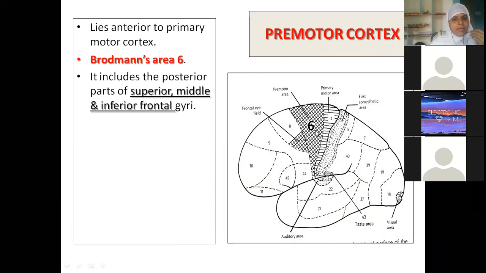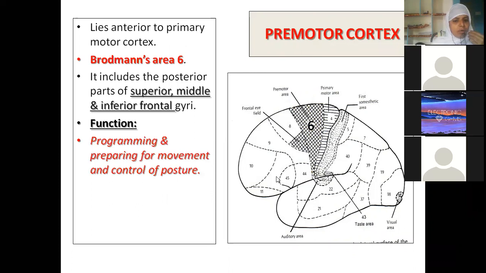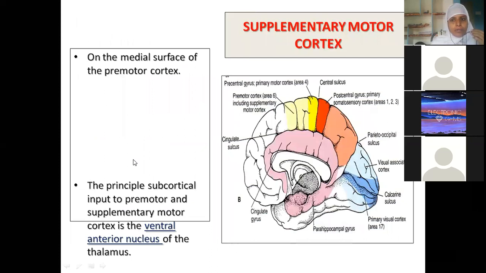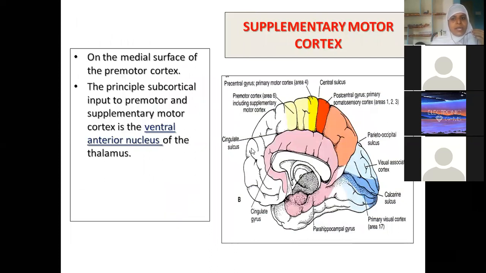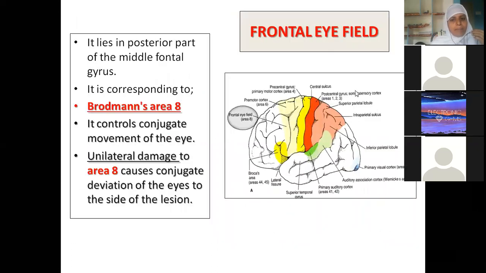Area number 6 includes the posterior part of the superior, middle, and inferior frontal gyri. The function is programming and preparing for movement and control of posture. It receives its afferent impulses from the thalamus. Which nucleus? The ventral anterior nucleus of the thalamus. So the supplementary motor cortex area is there. Like that, many areas are there. Frontal eye field, area number 8.